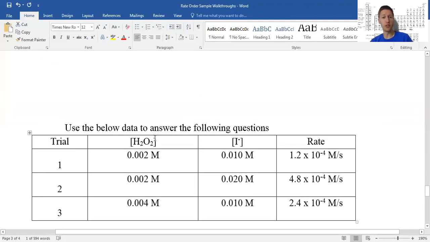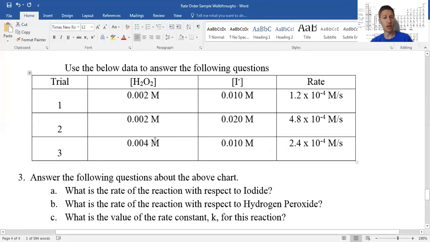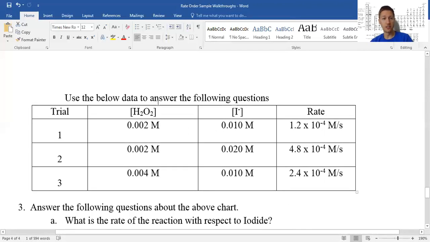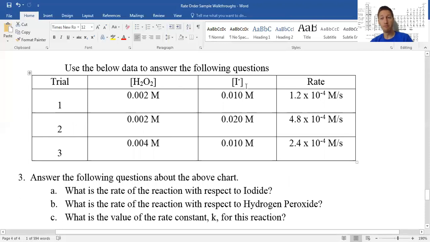Okay, let's do another one. These numbers aren't quite as nice. So I'm just going to find the rate order for these things here by looking at the numbers and ask myself, is it 0th, meaning it didn't matter? 1st, it was proportional, or is it 2nd order, like when I changed it, it had a really big impact, more than proportional. So this is just hydrogen peroxide reacting with iodine.